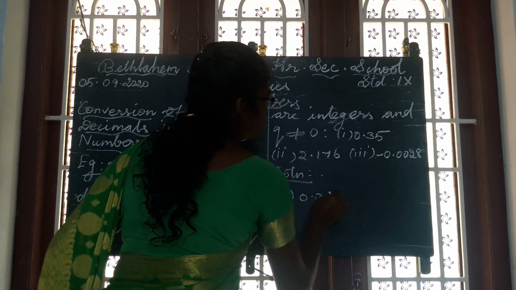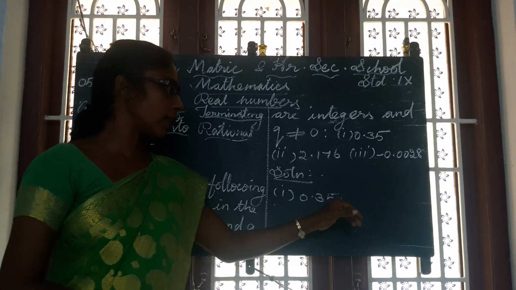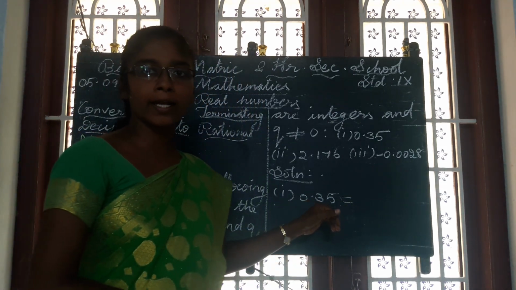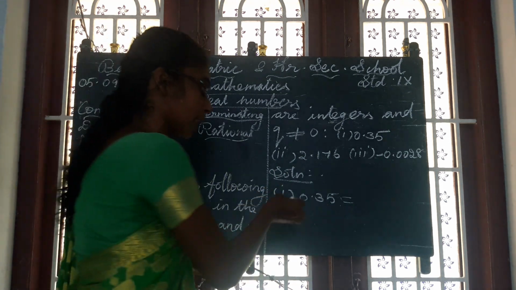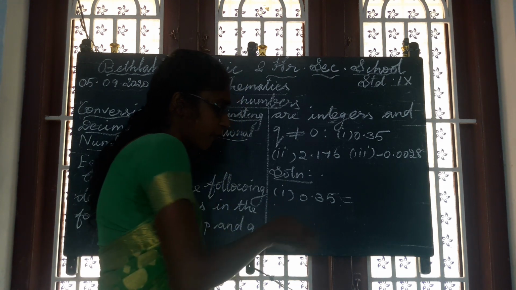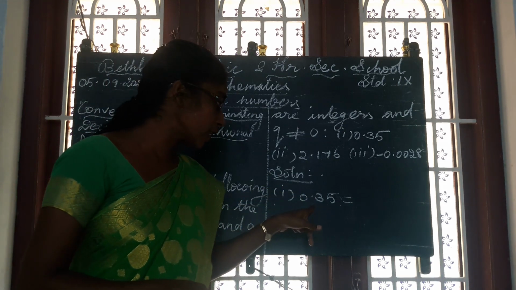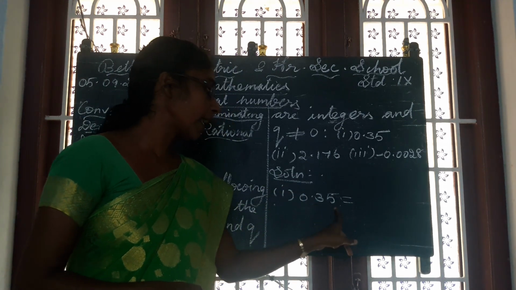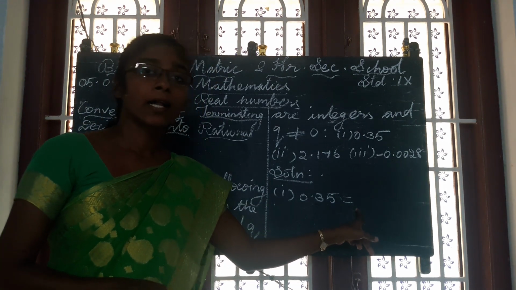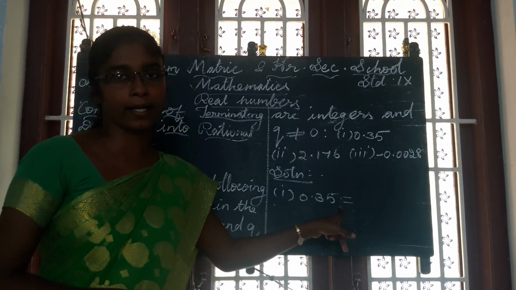First question, 0.35. Converting decimals into rational numbers, you have learned in lower classes itself. Once again you can remember that. How can we read this on the number line? Before the decimal point it goes ones, tens, hundreds. After the decimal point, tenth, hundredth, and if one more digit is there, thousandth. Here tenth and hundredth are there.